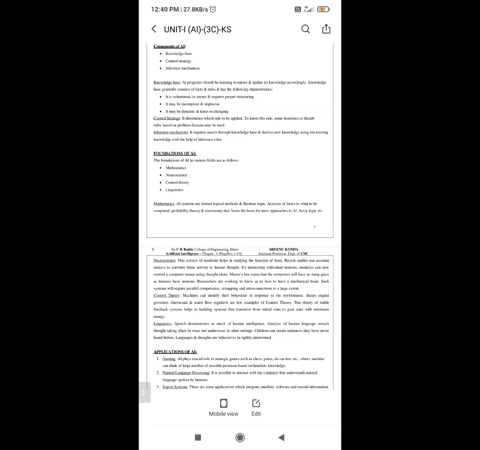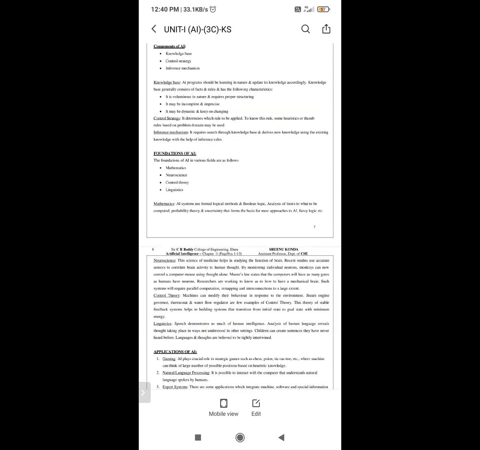Okay, so such systems will require parallel computation, remapping, and interconnection to a large extent. So we need interconnection between them, perform parallel computations, and do remapping. If all these are there, we can use AI in neuroscience.